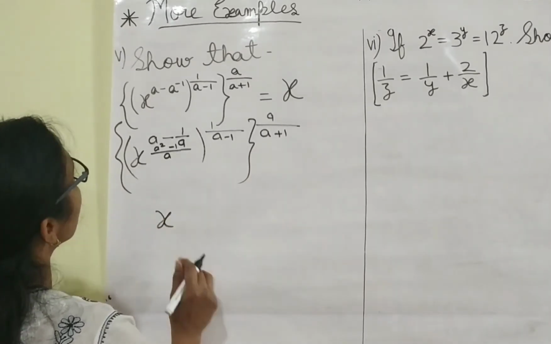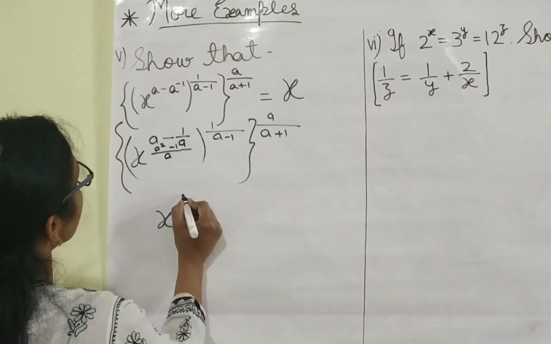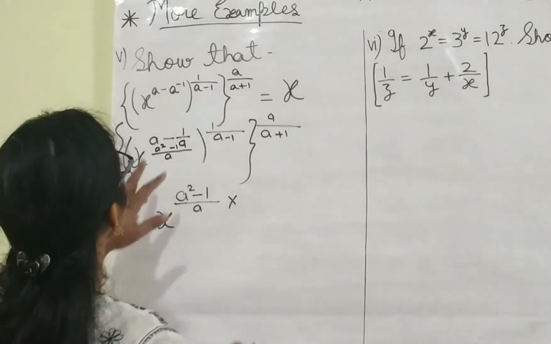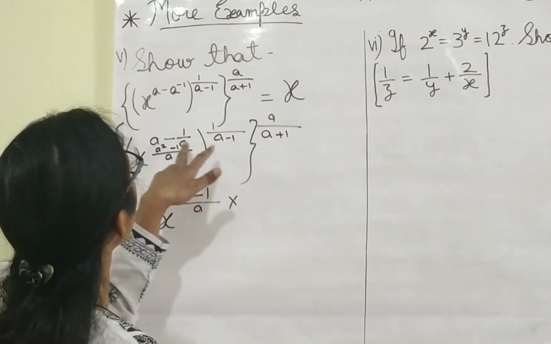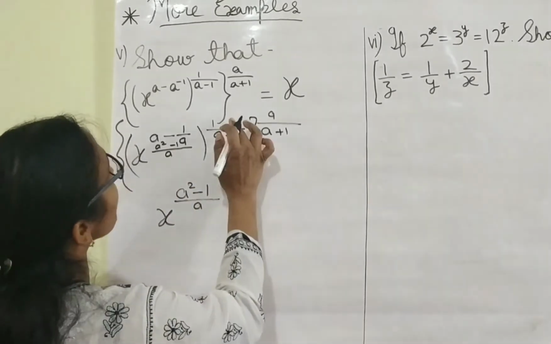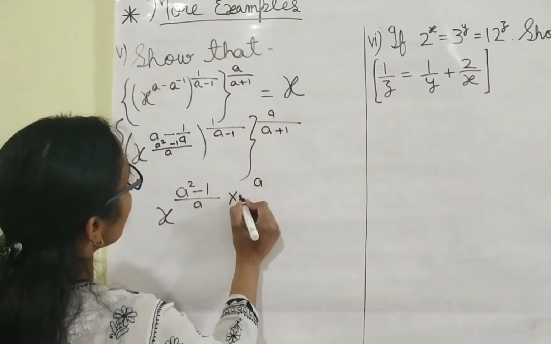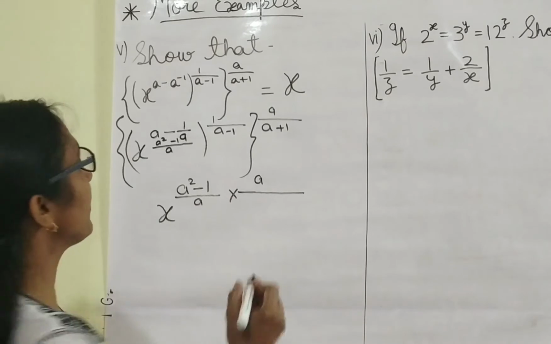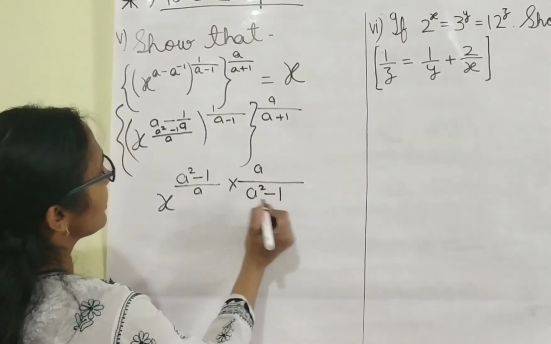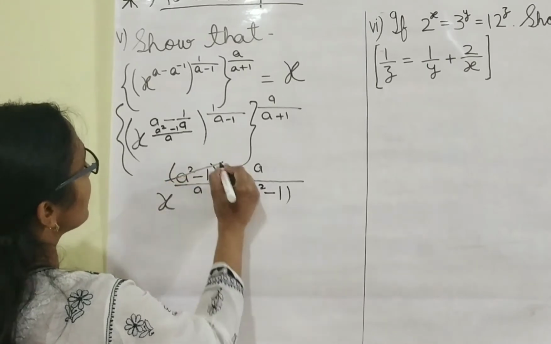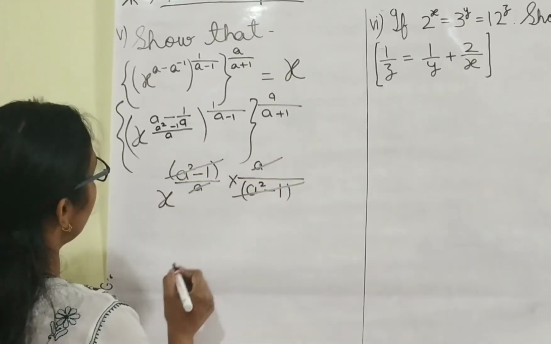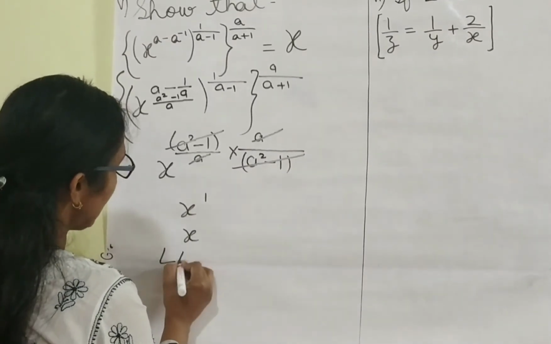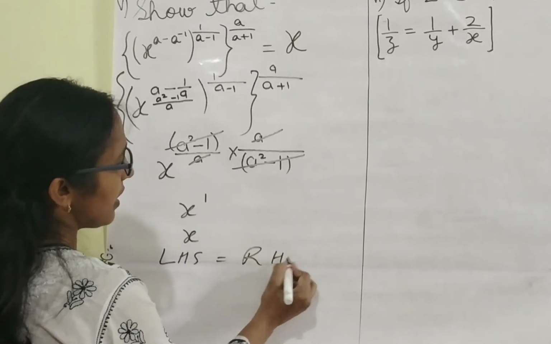Now x power a square minus 1 upon a into, because all the powers are multiplying with each other, so it will become 1 into a upon a minus 1, a plus 1. So it will become a square minus 1, a square minus 1. Close the bracket, it will cancel this, a will be cancelled by a. Now x power 1 means x. Thus LHS equals RHS.